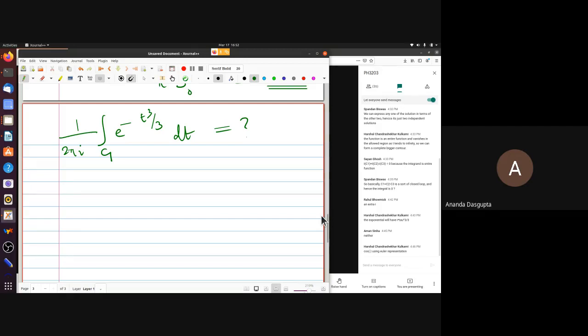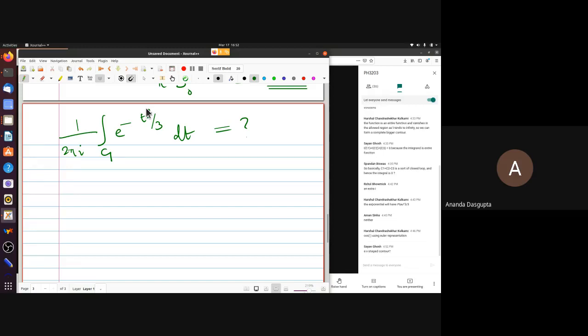Yes, can anybody tell me when is this contour real throughout? When is it is a minus t cube by 3 real? What does that tell you about t? If it is a minus t cube by 3 is real? Shayan is saying a V-shaped contour. Good. But not any V-shaped contour, right? Specific V-shaped contour.